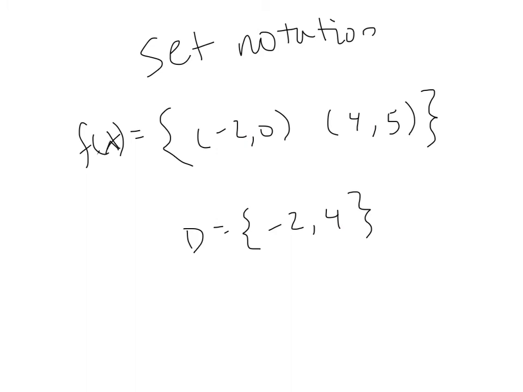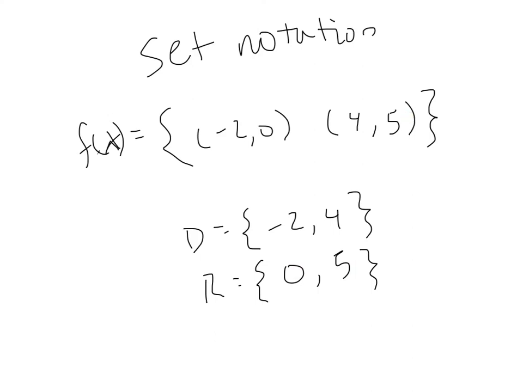If I wanted to list my range, I could do that also. Range is my y value, so what would my range be? 0 and 5. Ooh, see, not even a warning. You knew that one. Oh, he's learning. Good job. Your mom will be so proud. 0 and 5. Perfect. 0 comes from here. 5 comes from there.